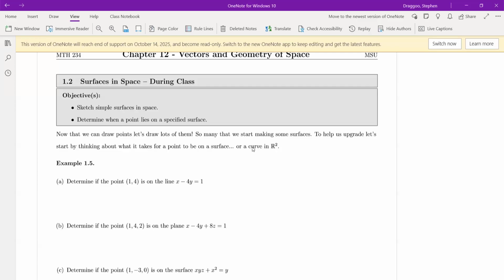And just like we did back in 2-space, where we upgraded our Pythagorean theorem to instead just be the distance between 2 points, to be the set of all points that are a fixed distance away from some center point, which gave us a circle. If we upgrade that idea to 3-space, we get a sphere. So circles sort of have 2 natural extensions when we go to 3-space. They can either naturally extend into a cylinder or into a sphere.